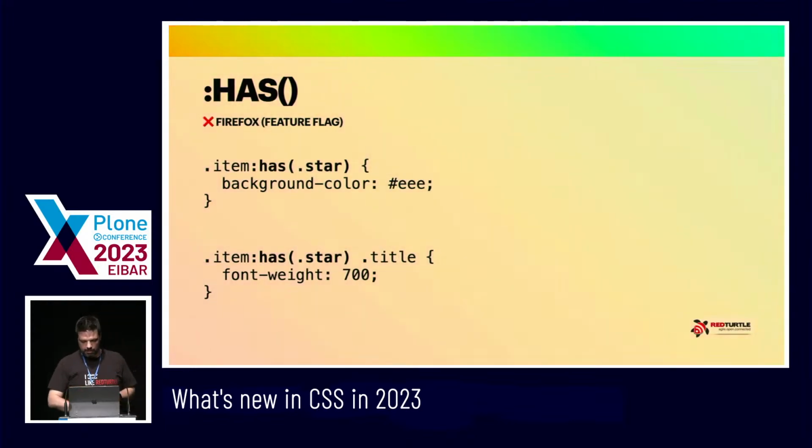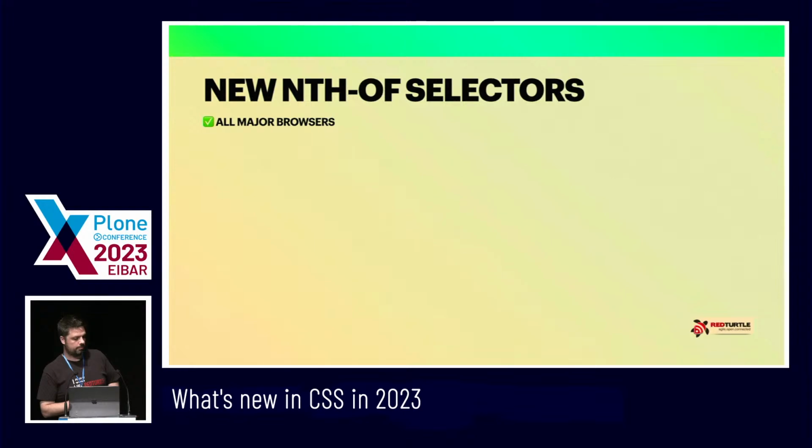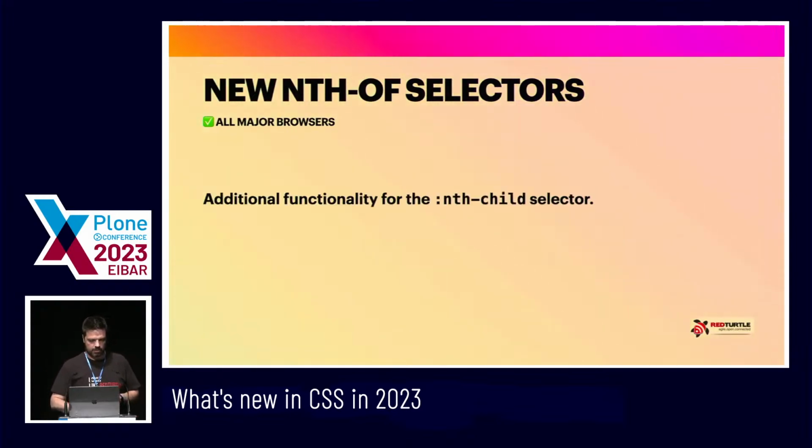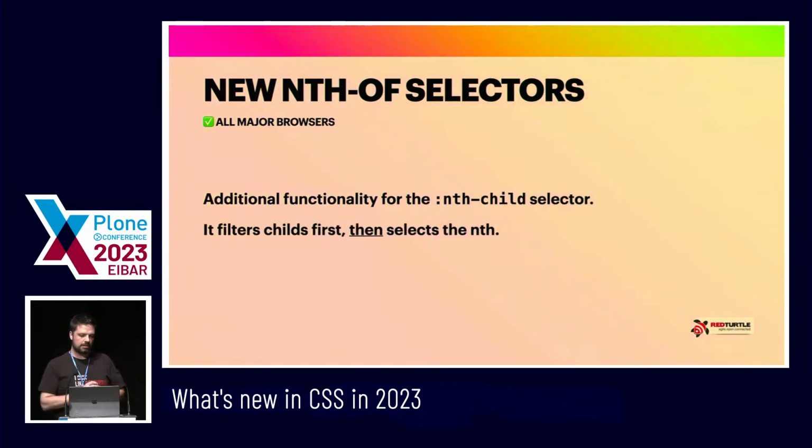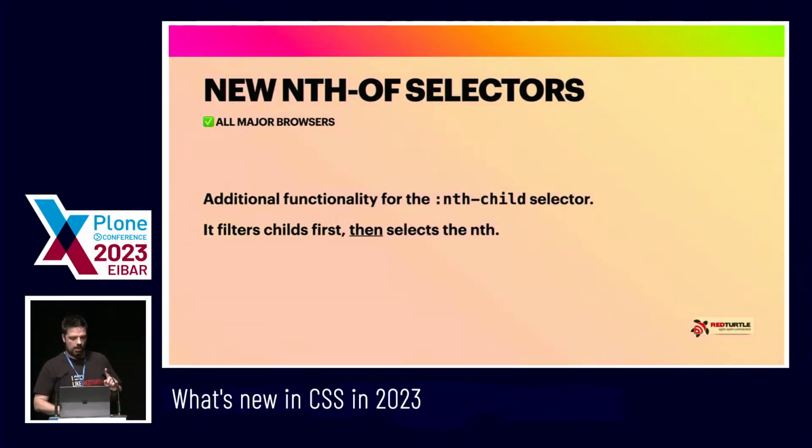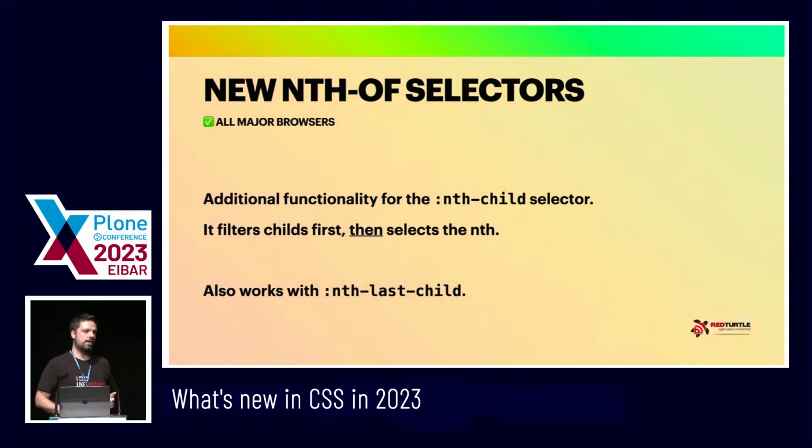On to the next one. Next one is going to be the new additions to the nth. They call it the nth of selectors. It's actually an addition to the nth child selectors. It adds functionality to the nth child selector. So basically, the nth child selector is a selector for, well, the nth child of an element. And with the new addition, you can sort of filter those children and then select the second, for example. And I'll show you an example in a moment. It also applies to the nth last child selector.